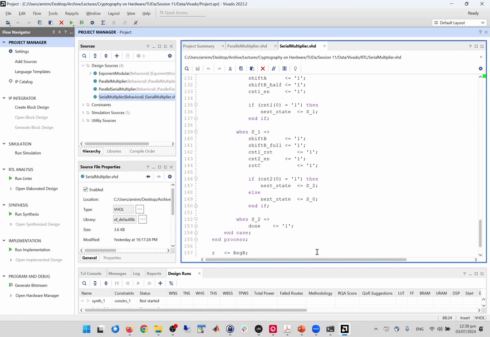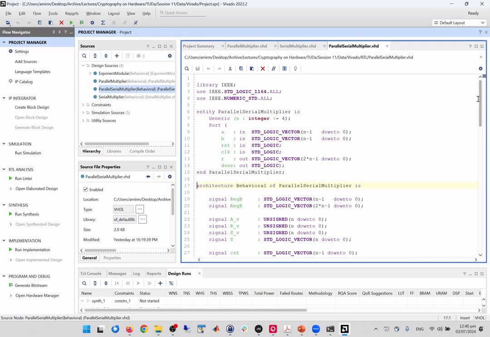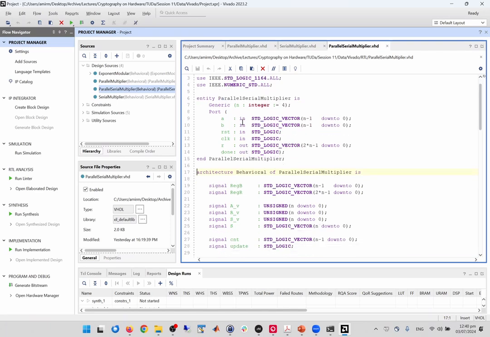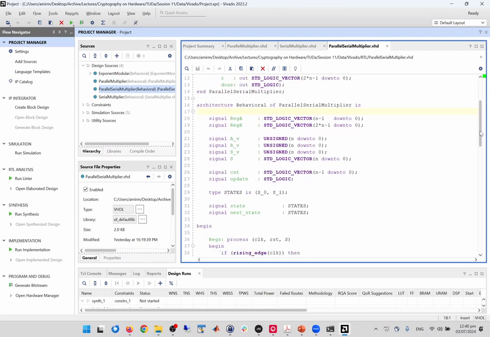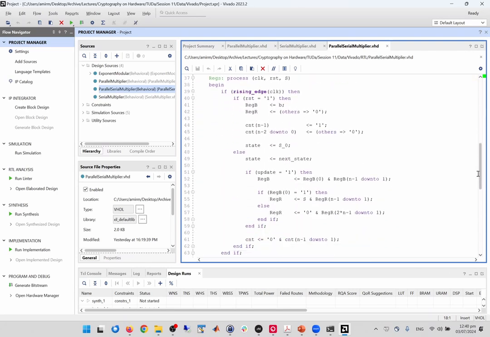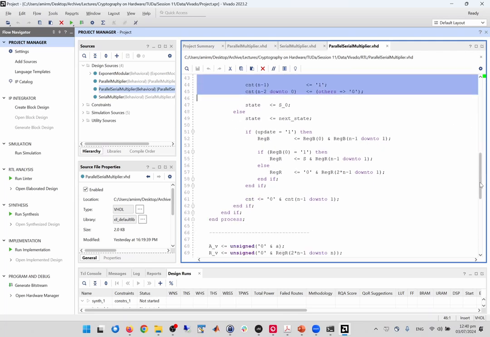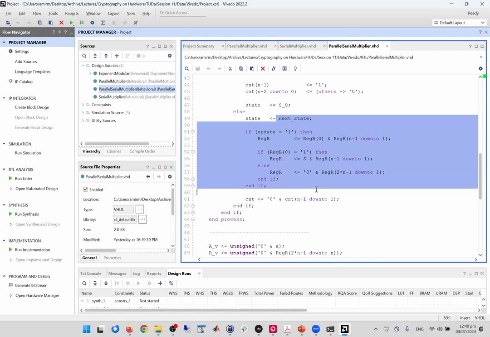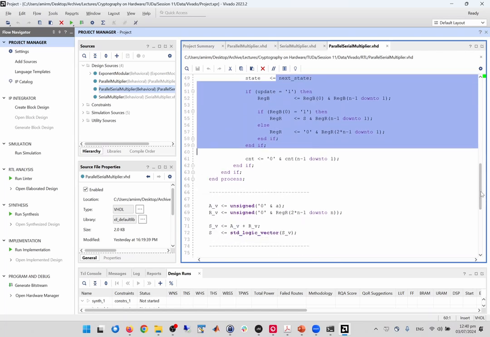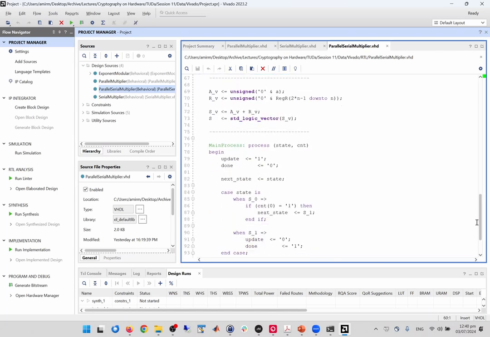Before showing you the exponentiation, we can see the implementations. This is a parallel serial multiplier, in the same way with the same ports. And you can also simulate this and see how many clock cycles it takes and how this works. These are the same thing. When the reset, we load; if we are not in the reset, we check and we go to the state. And this is exactly what I have explained, that we have a counter.